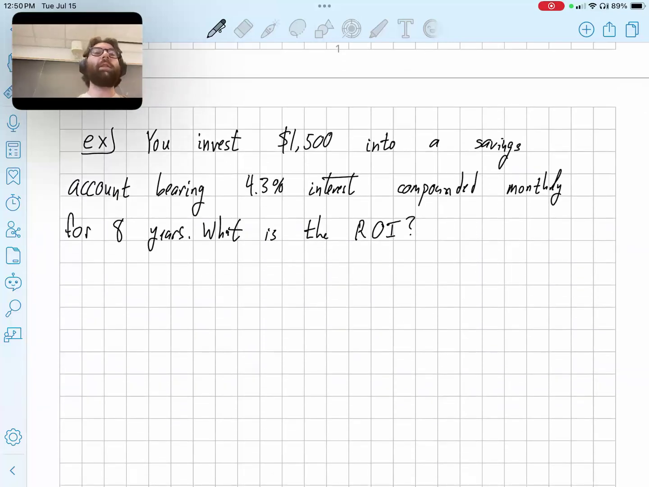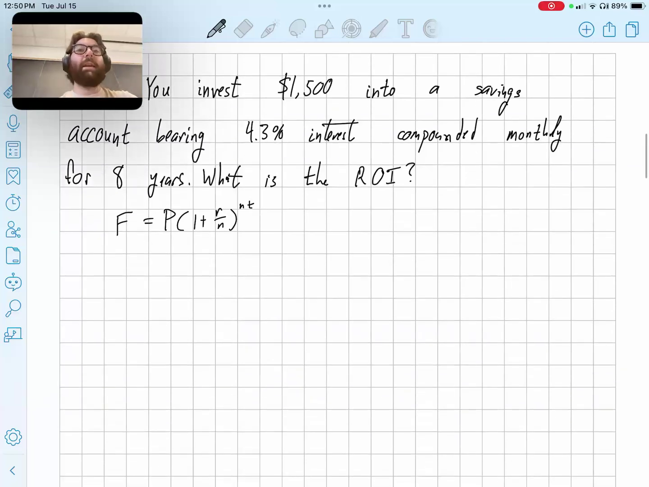So you invest $1,500 into a savings account bearing 4.3% interest compounded monthly for 8 years. What is the ROI? So here, we need to first find the future value. And we're going to use the compound interest formula because we see that it's compounded monthly. So that's going to be P times 1 plus R over N to the N times T.